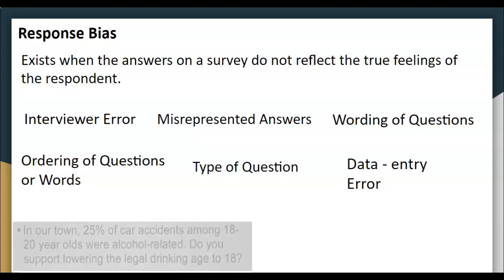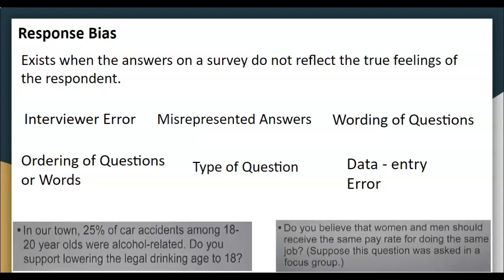So let's take an example. In our town, 25% of car accidents among 18 to 20-year-olds were alcohol related. Do you support lowering the legal drinking age to 18? In this scenario, the researcher is leading the respondent toward the answer of no. There will be an unrepresentative number of no answers due to the approach of the researcher and the wording of the question.